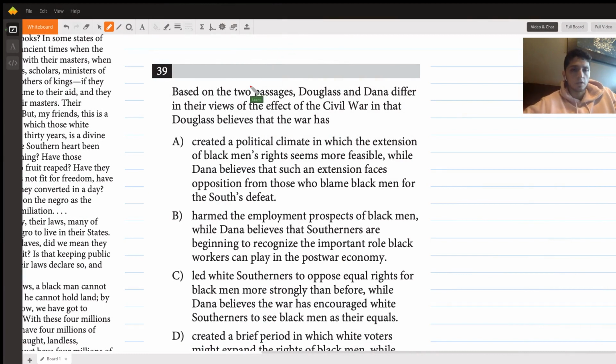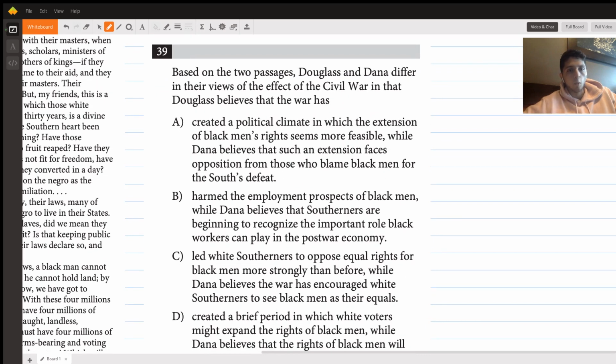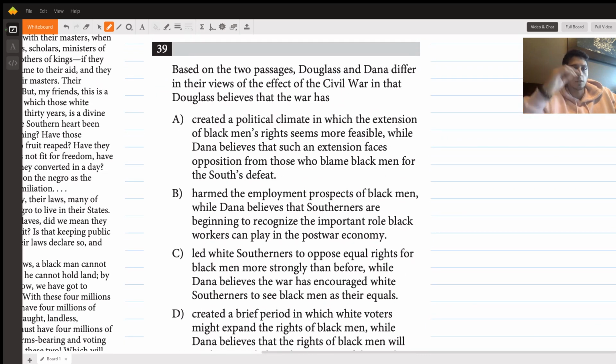Okay, so this is question 39, and this is from SAT number 15. This is from one of the paired questions, and let's go. Question 39 says, based on the two passages, Douglas and Dana differ in their views of the effect of the Civil War, and that Douglas believes the war has something, and then we need Dana's view as well.